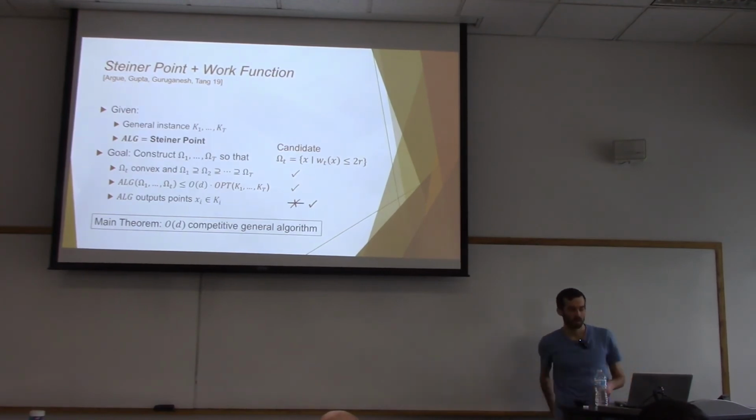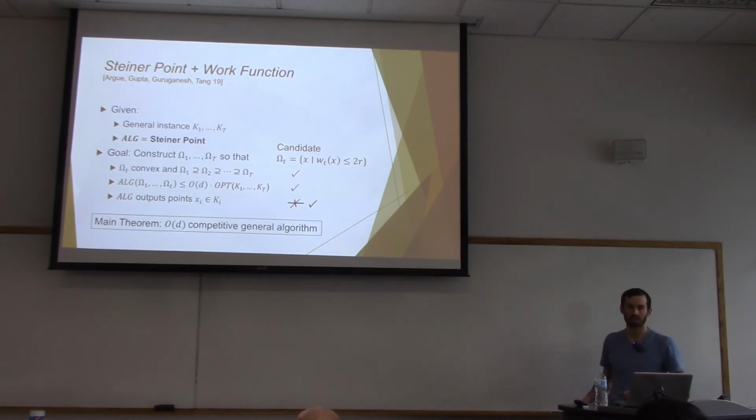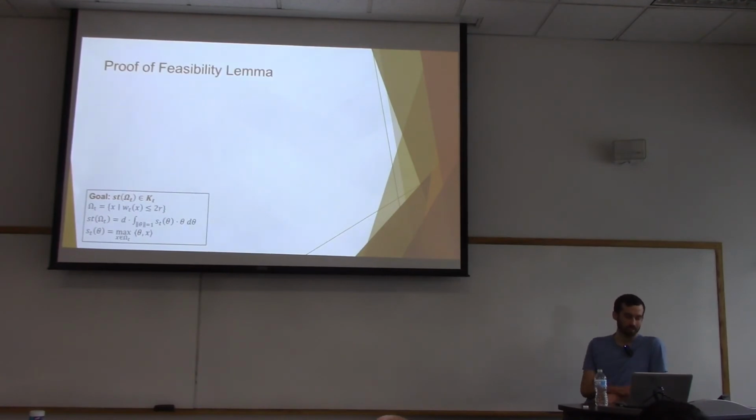Because all the framework of the cost and the validity of the nestedness is there from before. So all I have to do now is show that the Steiner point of omega t is in the current convex set. So this little box down in the corner will just be a little bit of a guide if you need it. So the goal of this is, again, to show that the Steiner point is feasible for the current convex set. And here's just the reminder of the definitions of what omega t, the Steiner point, and the support function are, in case you need to reference them throughout this.